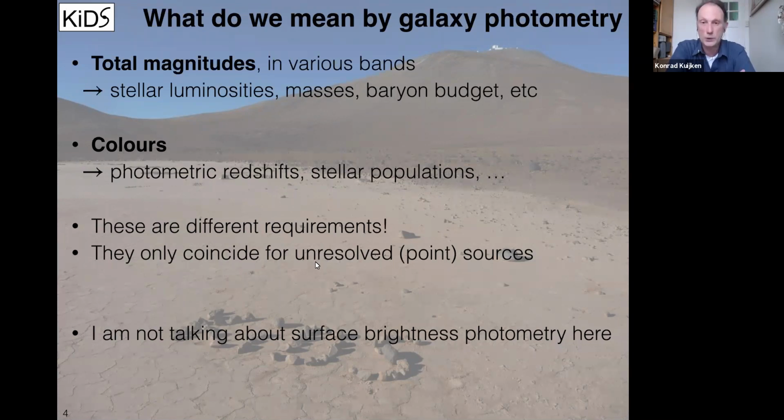And depending on which of these 2 you want, and you need to think carefully which of the 2 you want, you actually end up setting yourself different requirements. And these requirements will only coincide when you're looking at unresolved sources, where of course total magnitude is the only flux you can get. So I'm not talking specifically about surface brightness photometry here, but I am talking about photometry of extended sources.